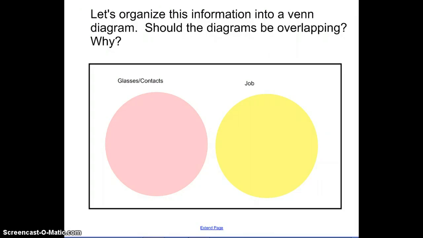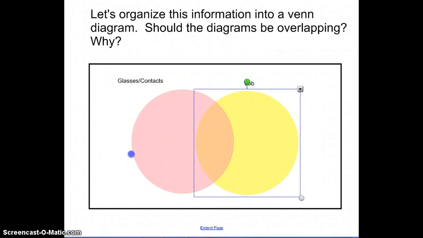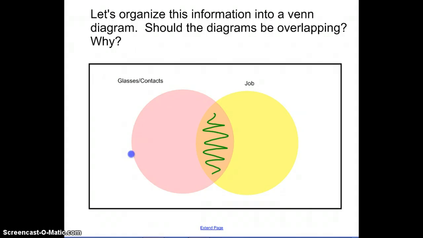I'm not going to do this because your information is going to be different than mine. Should these diagrams be overlapping? They should be, because if there are some people that would belong to both the glasses and contacts ring and the job ring, then they would have to go in this middle section.